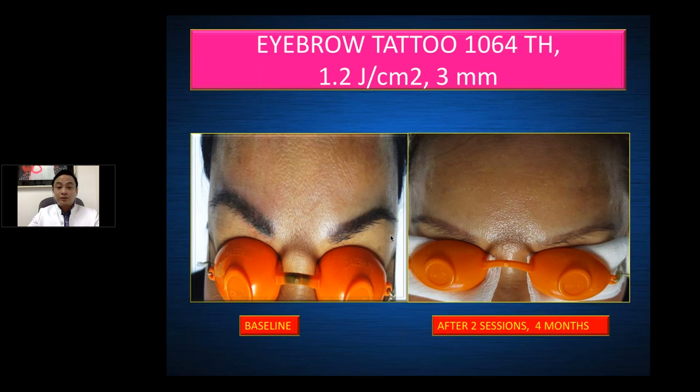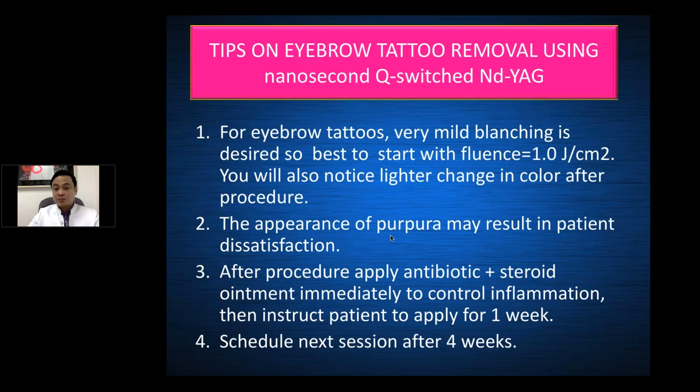So these are some guidelines or tips on eyebrow tattoo removal, and this is from experts. For eyebrow tattoos, very mild blanching is desired. So it's best to start with a very low fluence of 1.